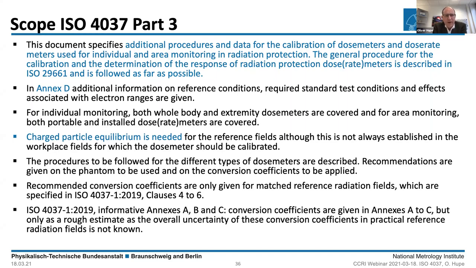In informative Annexes A, B, and C, conversion coefficients are given, but only as a rough estimate, as the overall uncertainty of these conversion coefficients in practical reference fields is not known. So if you still use these non-reference fields, you will find a guideline, which could be the conversion coefficients, and you can use them by enlarging your measurement uncertainty. For sure, it's not a reference field, but you get values.